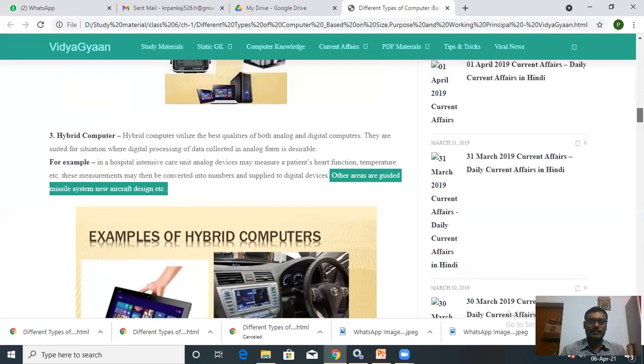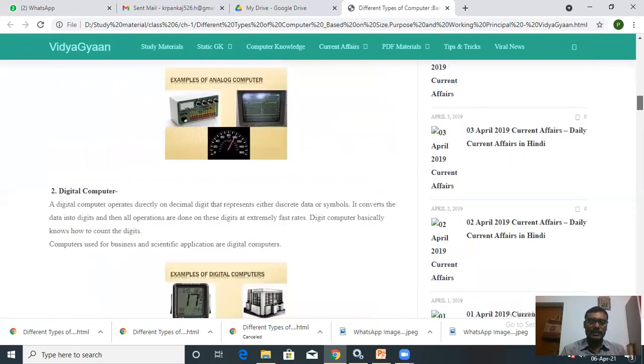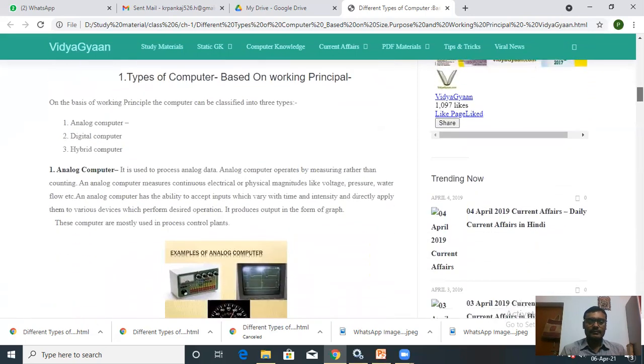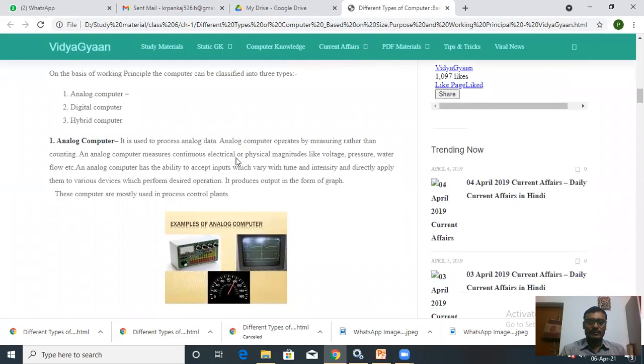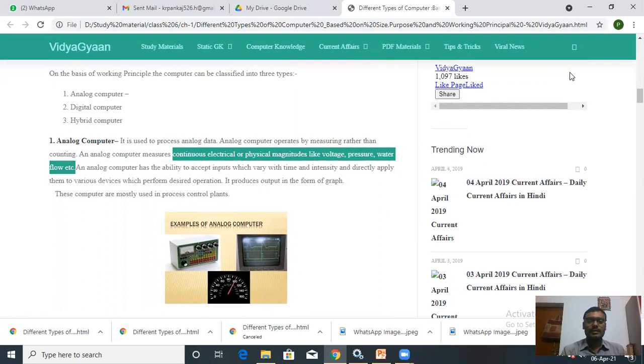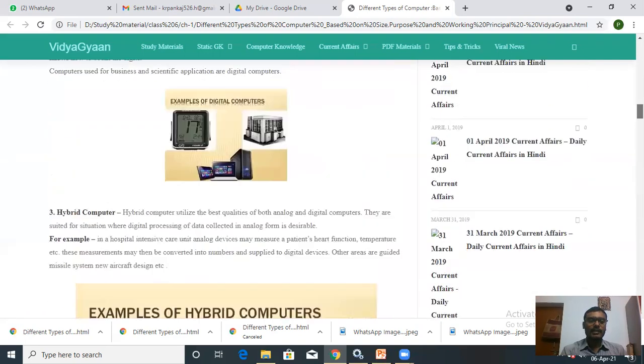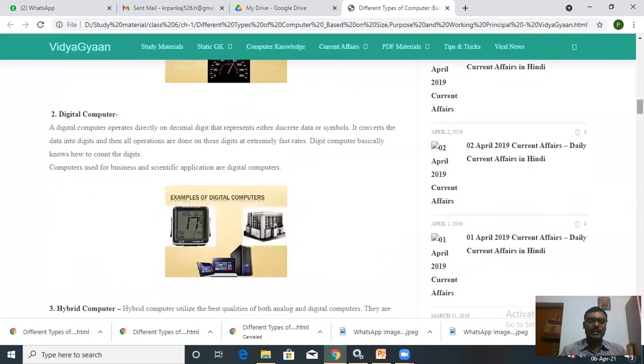Once again, I will tell you, analog works on continuous data and it generally measures continuous electrical or physical magnitude like voltage, pressure, water flow, etc. But digital computers work on numbers. And data is not in continuous form in digital computers.